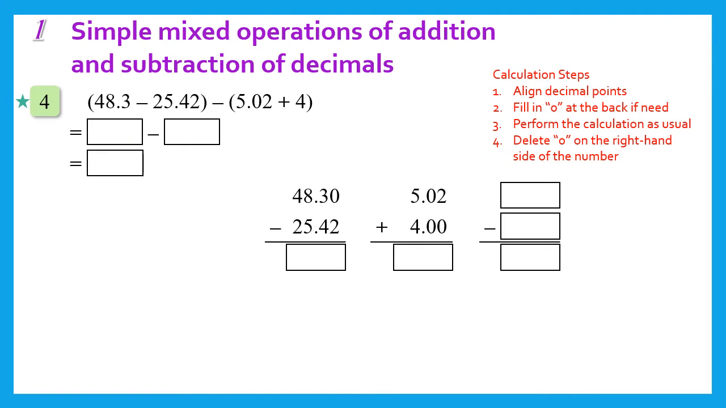Okay, for the next one, you see that there are some brackets, so you have to do this first. Alright, for the first part, this 48.30 minus 25.42. Do the subtraction, the final answer becomes 22.88. And then the next part, part 2 here, 5.02 plus 4. Add the decimal point and do the calculation as usual.